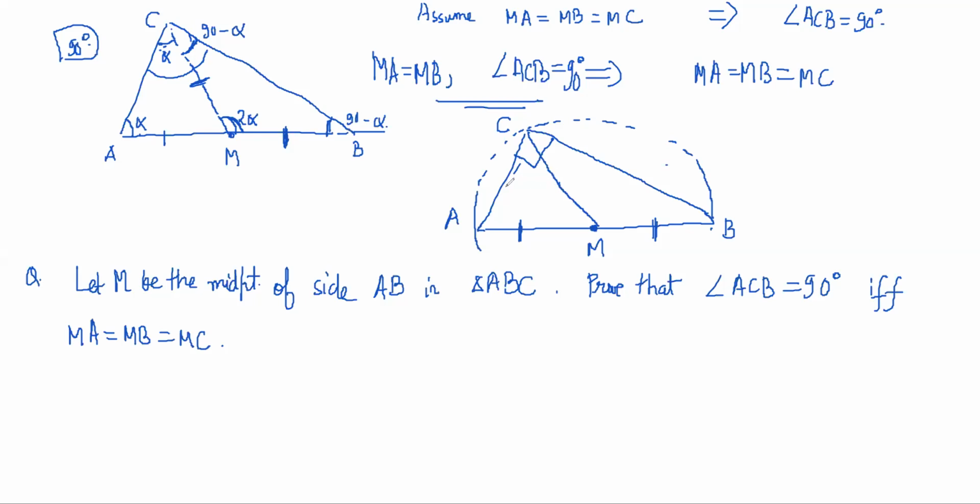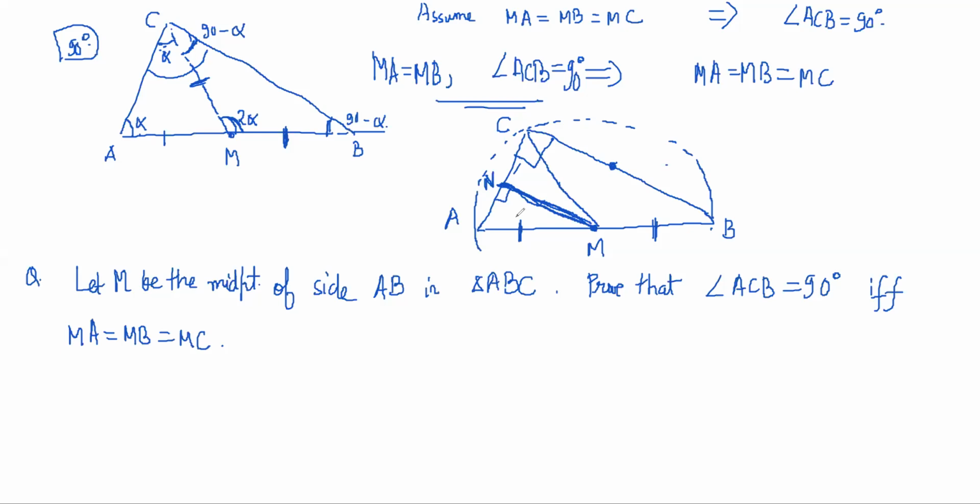Let N be the midpoint of AC. Then if you join M to N, it is the midpoint theorem. So MN is parallel to BC. And that angle will be 90. So MN is parallel to BC, then this angle will be 90.